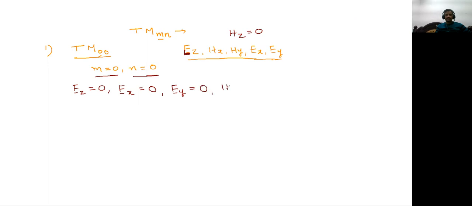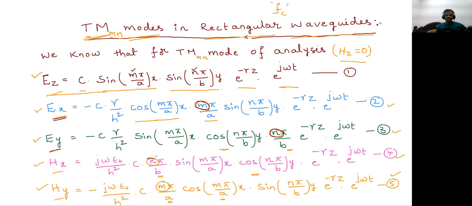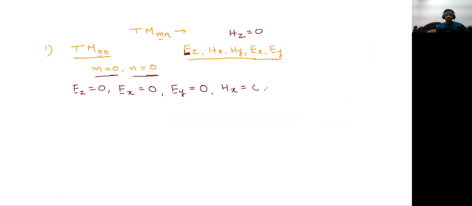Similarly, HX, again check with M equal to zero and N equal to zero. In this HX, we have N outside, which is zero. The overall term is going to become zero. That is, HX is zero.